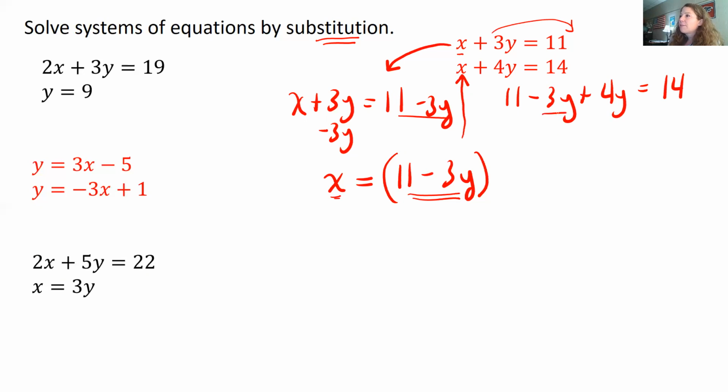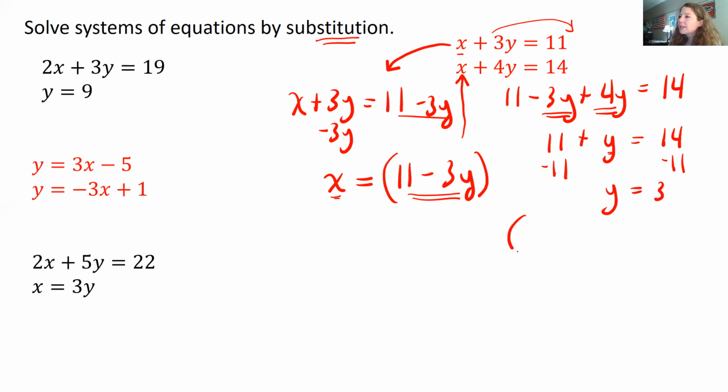So now I'm going to combine like terms. Negative 3y plus 4y, negative 3 plus 4 is positive 1. Negative 3y plus 4y is positive 1y, and 1y is just y. So now to solve for y, I'm going to subtract 11 from both sides. So y is equal to 3.